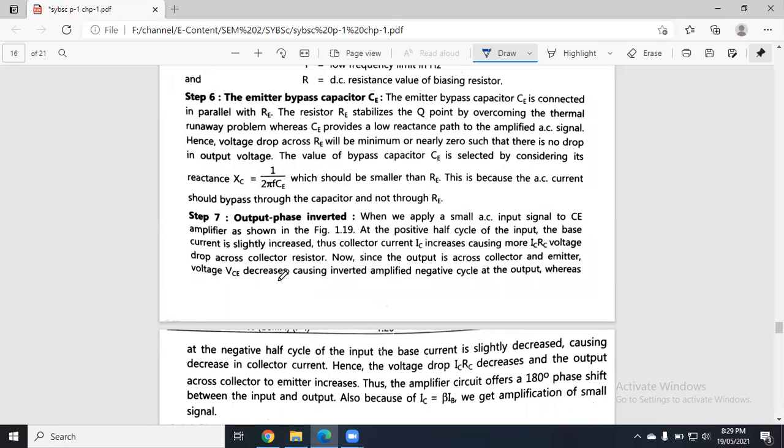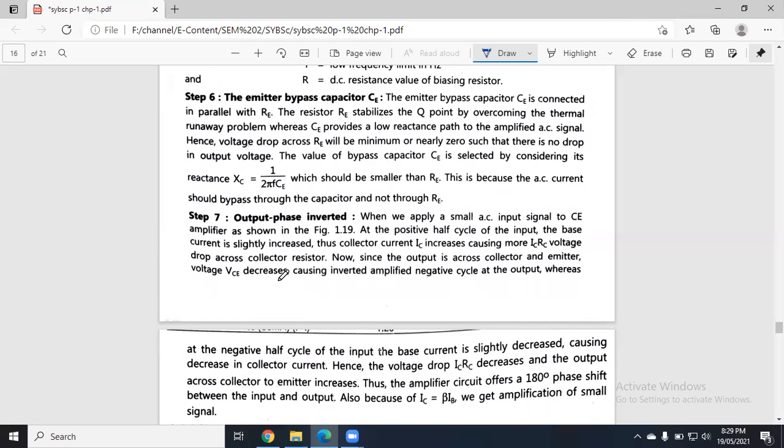And because of that, what will happen? Collector current increases, causing more IC RC. As base current increases, collector current also increases. As collector current increases, the IC RC product will also increase. So there will be a larger voltage drop across the resistor connected at the collector. Now, since the output is across collector and emitter, voltage VCE decreases, giving the inverted amplified negative cycle at the output.